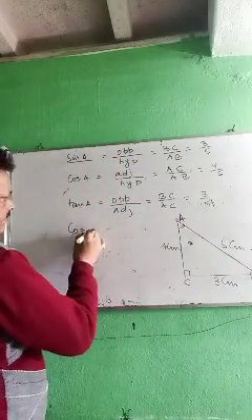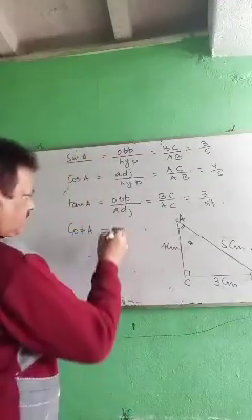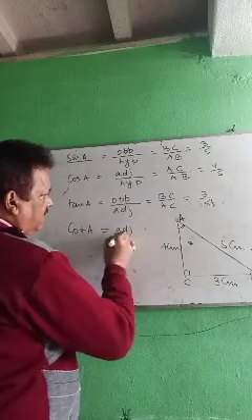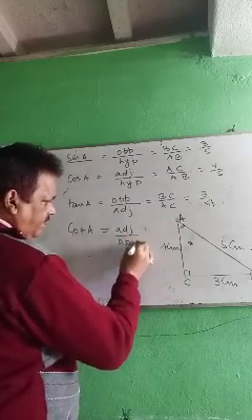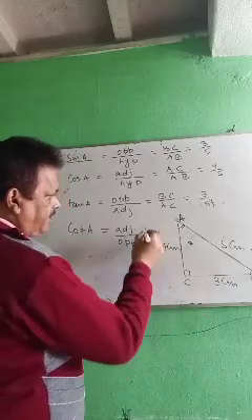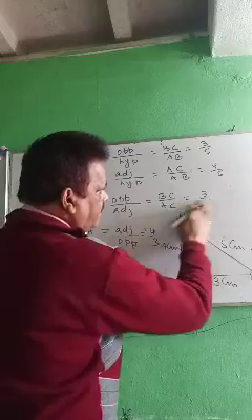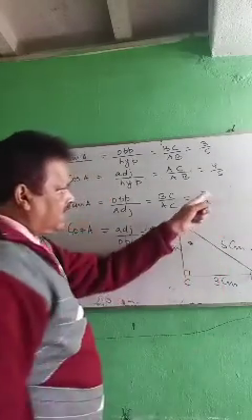Cot A. Cot A equals, the formula you have to remember, adjacent by opposite. Adjacent means this one, 4 by the opposite, 4 by 3. Look, this is the reciprocal coming.